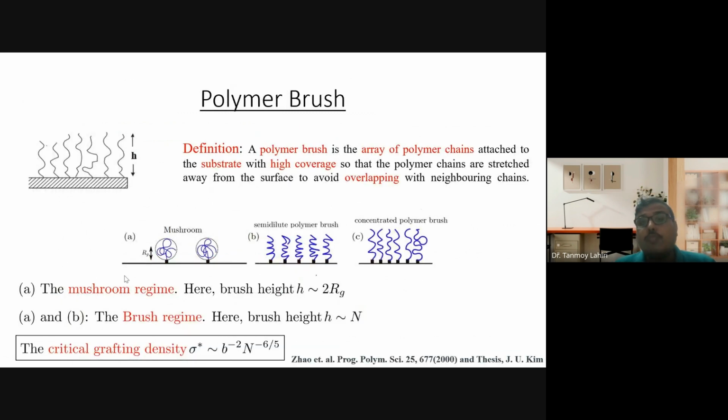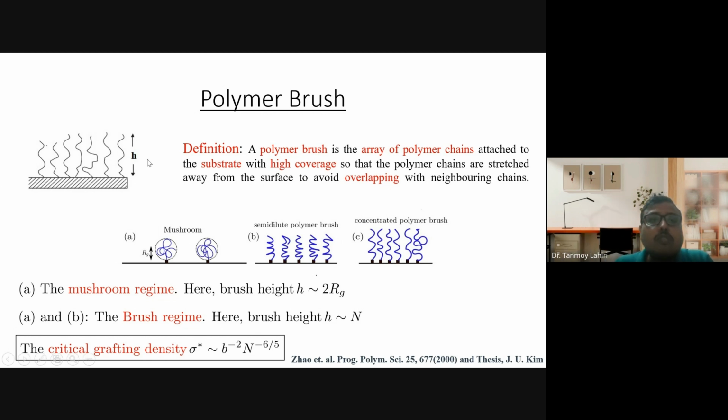Now let me come to polymer brushes. What is a polymer brush? A polymer brush is basically what we get if we tether polymer chains to a substrate, and the surface density of the tethered chains is very high. In that case the chains try to overlap with each other, and the steric hindrance or steric repulsion causes them to stretch away from the substrate. That means the chains basically stretch away from the substrate.